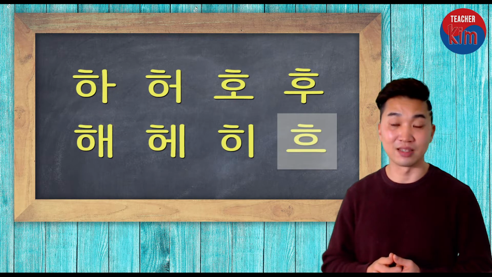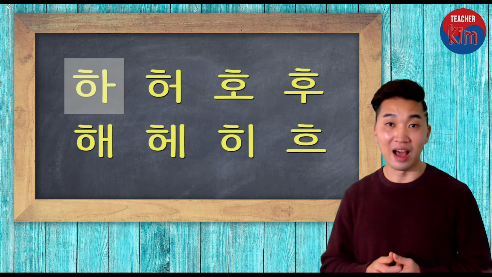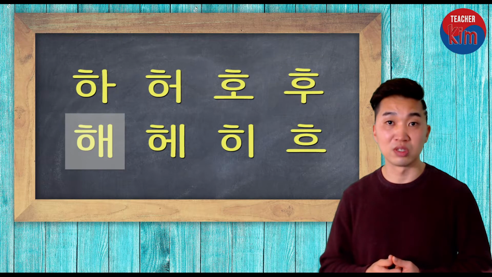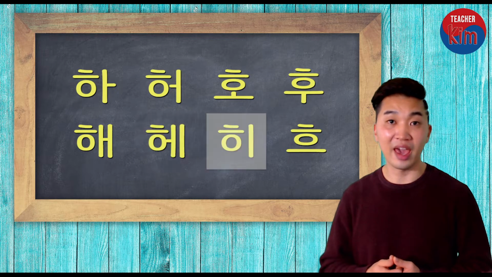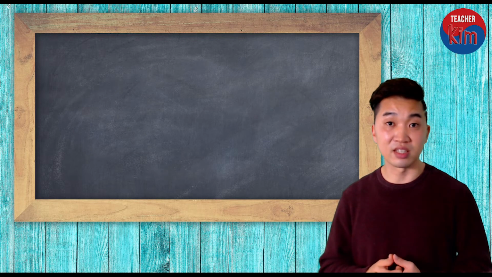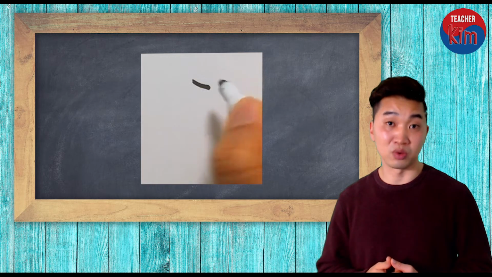he, hu. Again, ha, ho, ho, hu, he, he, hu. When you write this consonant, draw a tiny line on top.